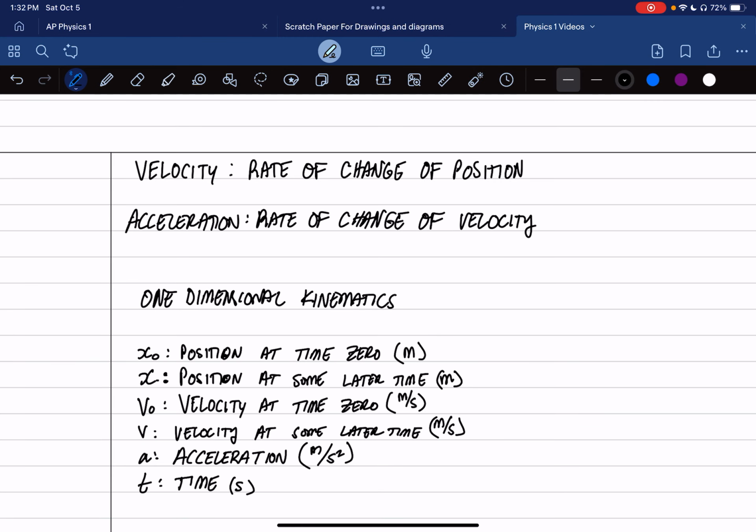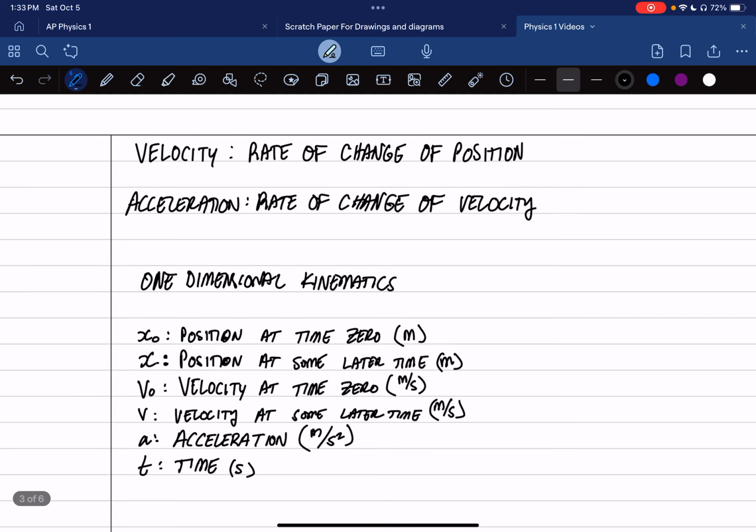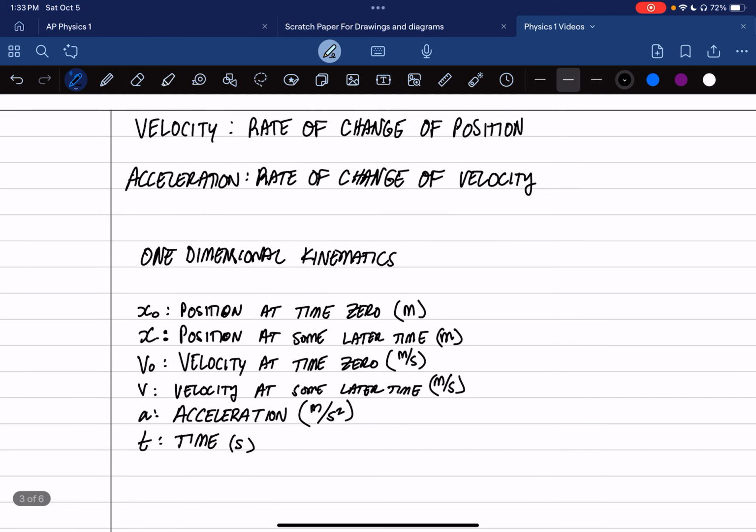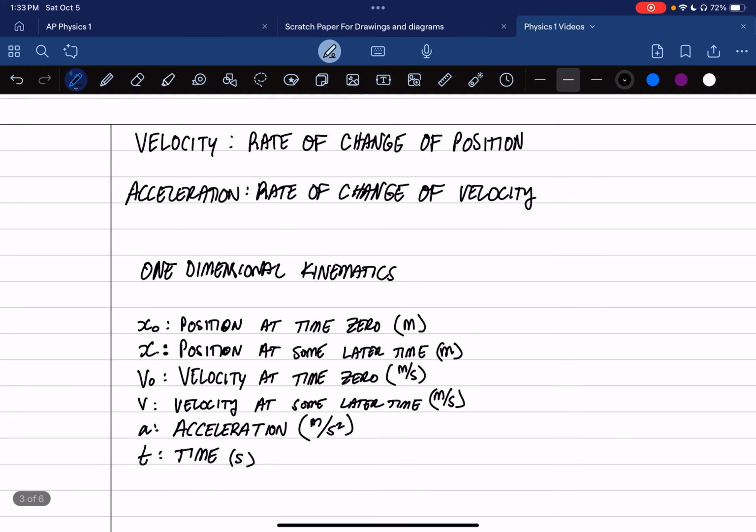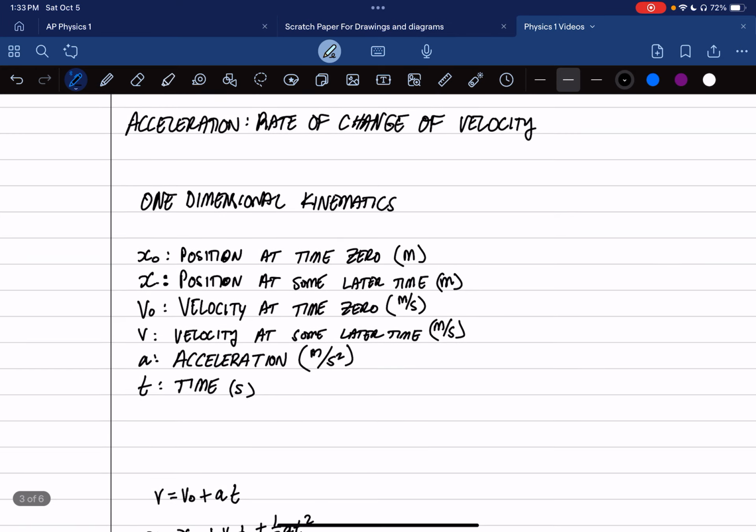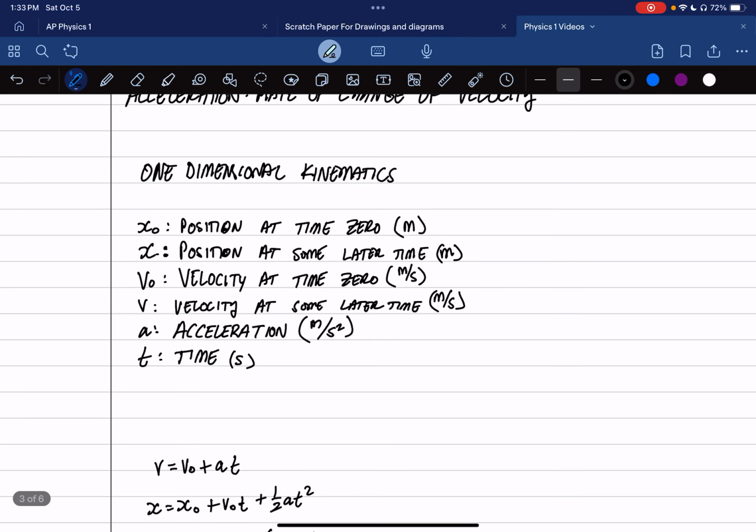So we can define velocity as a rate of change in position, and we would define acceleration as a rate of change of velocity, and that's with respect to time. Okay. It's important to know those. Velocity is a rate of change of position. Acceleration is a rate of change of velocity. Okay, now let's get on to kinematics.